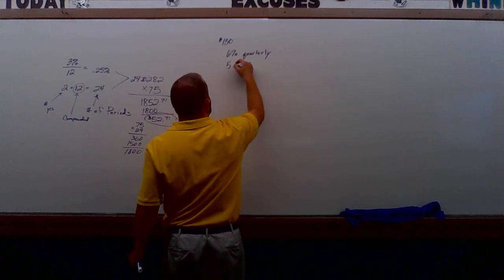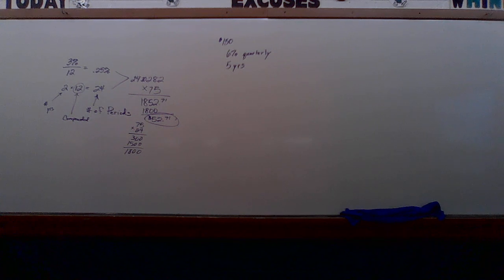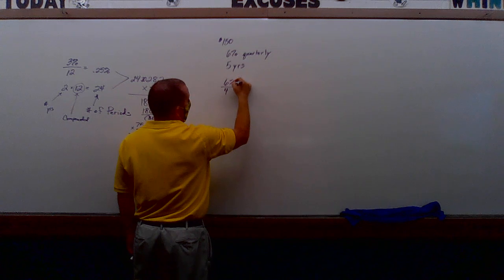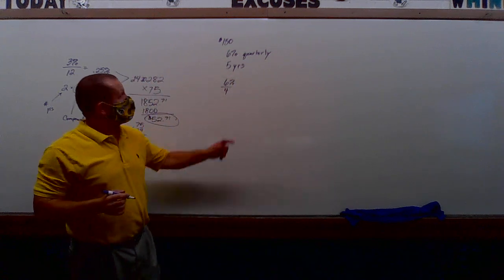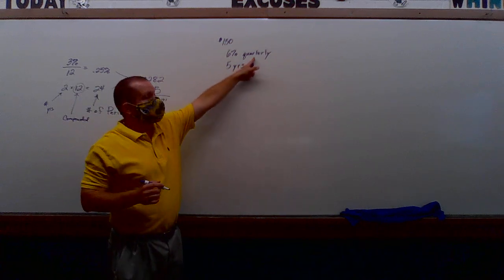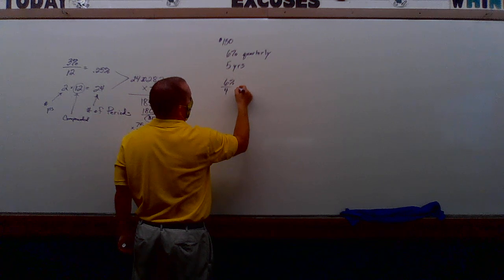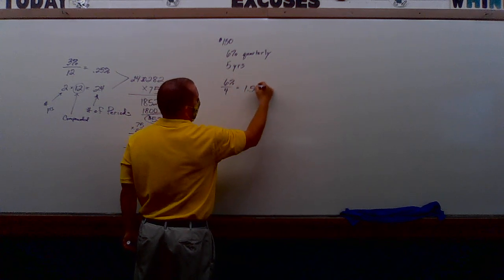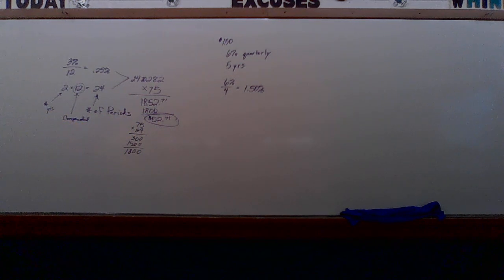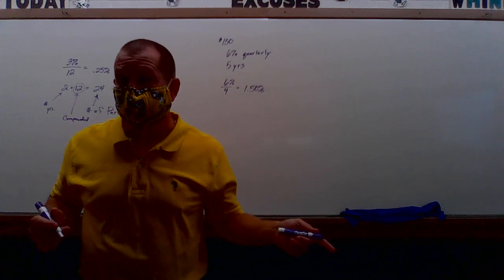5 years. All right, so what do I do? 6 divided by 4, right? Why 4? Because it's quarterly. So again, I take whatever they tell me compounded and put it there. So 6 divided by 4 is 1.5%. Is that across the top somewhere? Again, if you don't see that percent across the top, you've done something wrong, right?